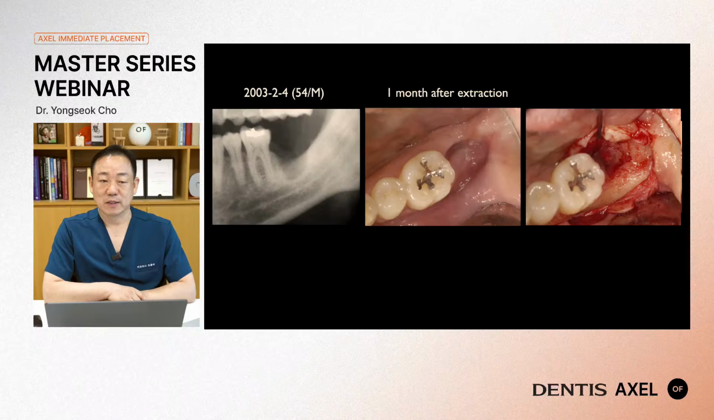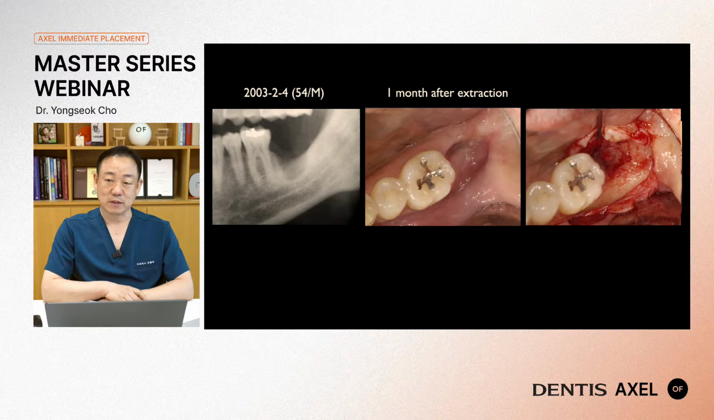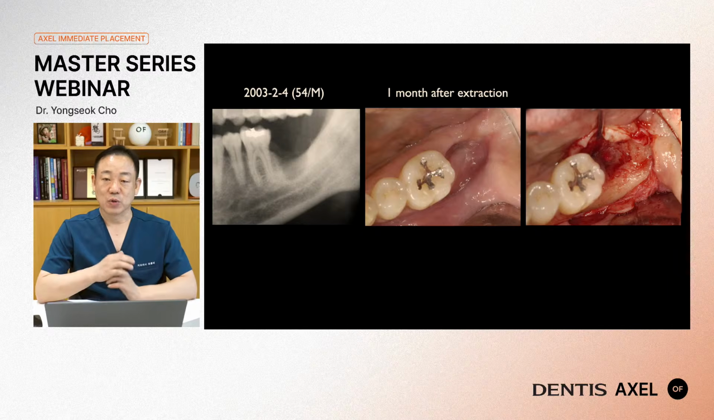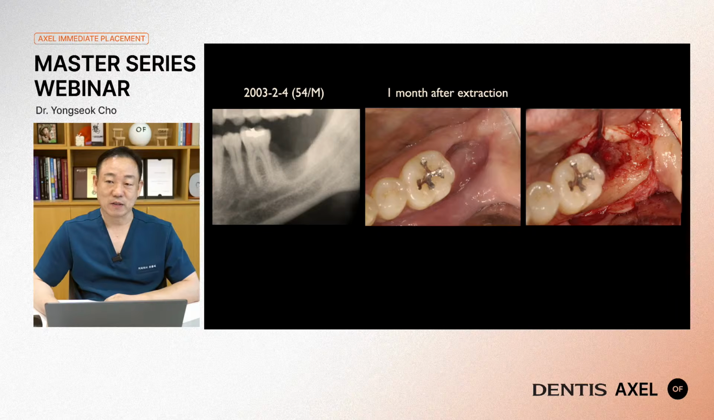It was 23 years ago. In 2003, I had a patient who had the left second molar extracted, and 1 month after the extraction, I opened the flap to place implant. Then I found a big defect at the number 7 site. So for grafting, I couldn't place immediately, so I decided to do GBR first.